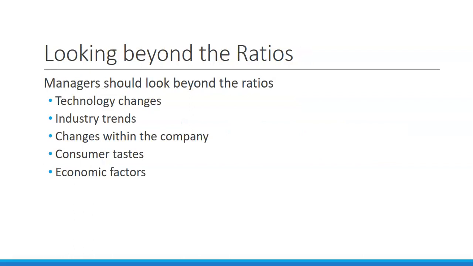We also need to look beyond just the ratios within our SEP into what is happening out in the world. Are there industry trends? Are there changes within the company itself? Like I said on the last slide, has the company made some kind of investment? Are they bringing out a new product line? Did they merge with another company? Maybe consumer tastes have changed. What are the economic factors?